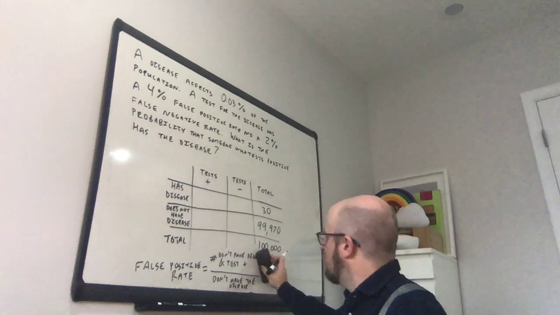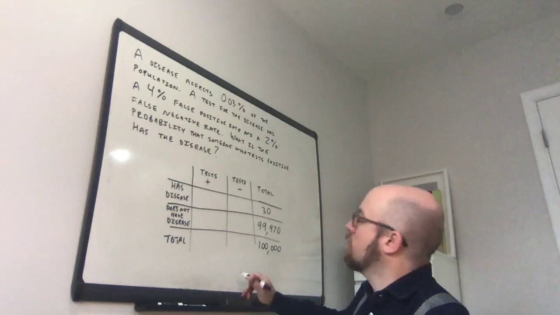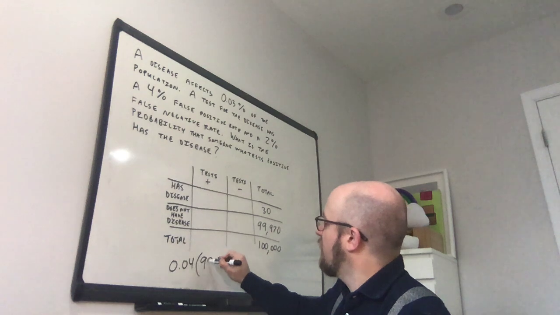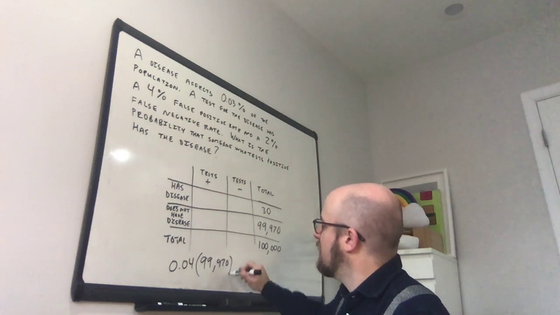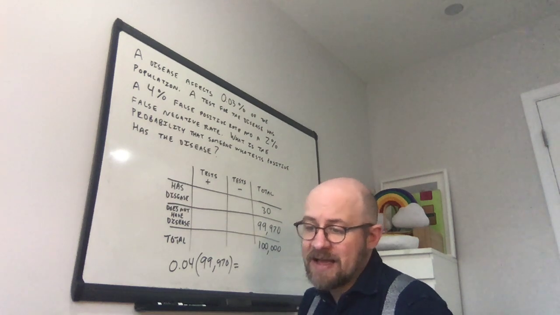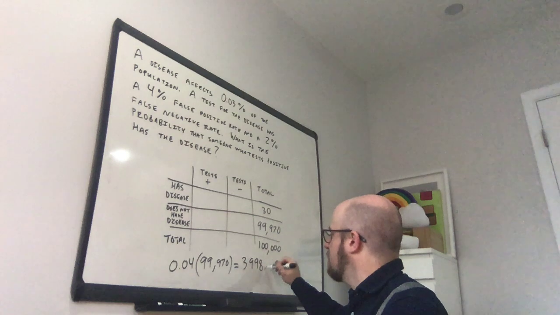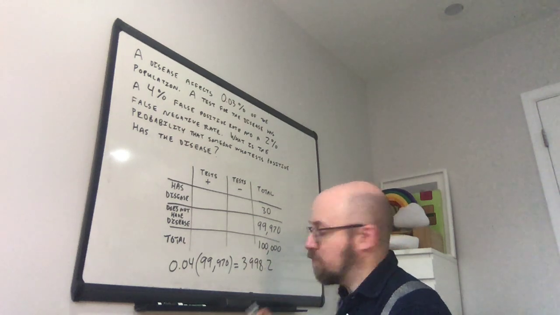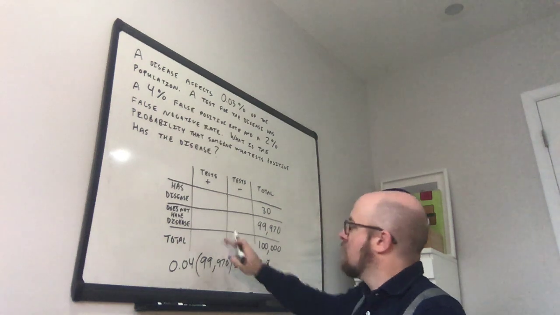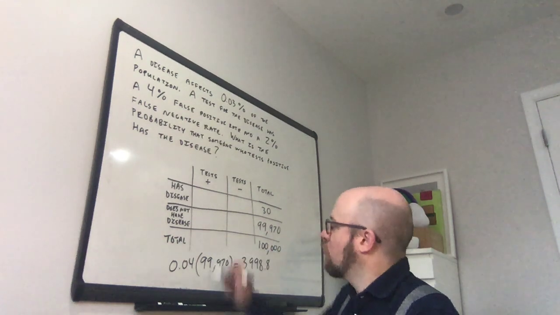So if we use that false positive rate, 4%, 0.04 of those 99,970 people are going to test positive. And that comes out to 3,998.8. Looking at my notes, I'm reading it wrong. So that number is going to go here: 3,999.8.